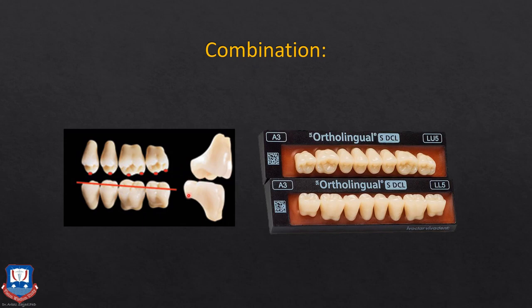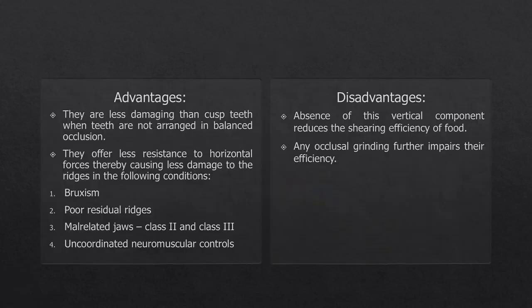Now, this type of scheme we generally reserve for implant prostheses, implant hybrid prostheses, and implant fixed restorations, and also for certain cases where we do not have very good ridges to give stable complete dentures. So these are the advantages of the non-anatomic teeth. They are less damaging than cusp teeth when they are not arranged in balanced occlusion. Of course, these teeth do not have any incline, so there is no balancing. They are always in contact with each other.